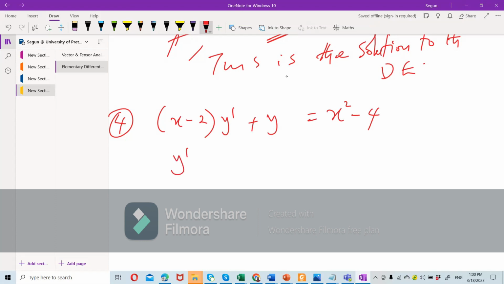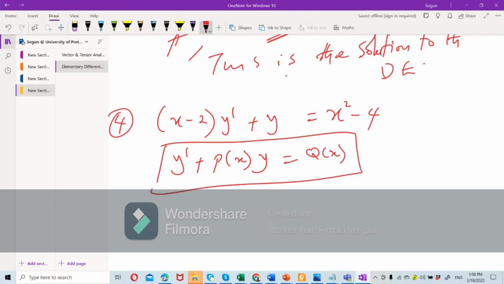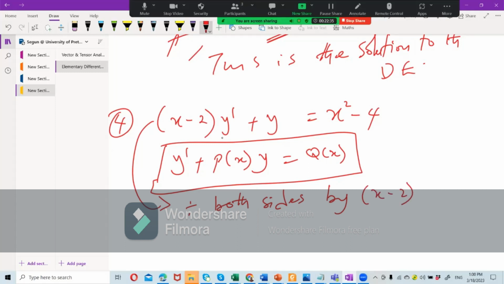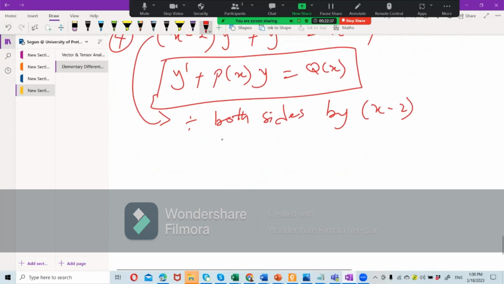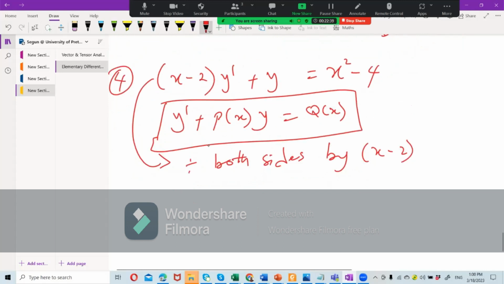Remember, your general equation is y' plus p of x, y equals q of x. So we need to work in line with this. Make your question to be in this form. Therefore, from here, we divide both sides by x minus 2. You divide both sides by x minus 2. So when you divide both sides by x minus 2, what do we have?